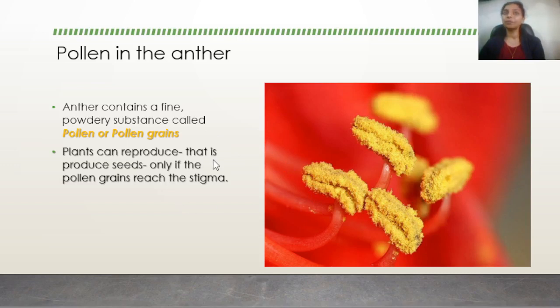So plants can reproduce, that is, they can produce seeds. How do plants reproduce? By producing seeds. Only if the pollen grains reach the stigma of flowers of the same type.